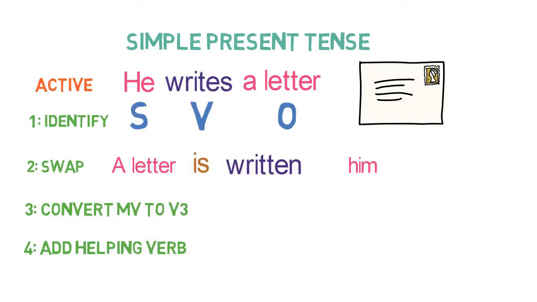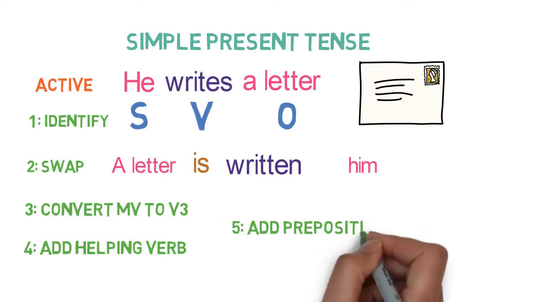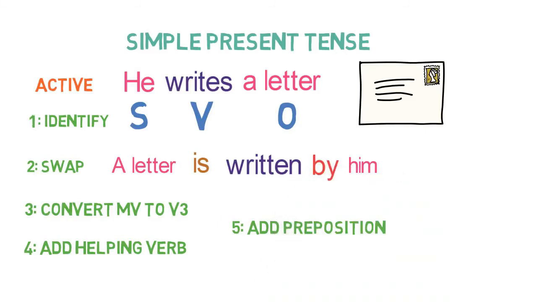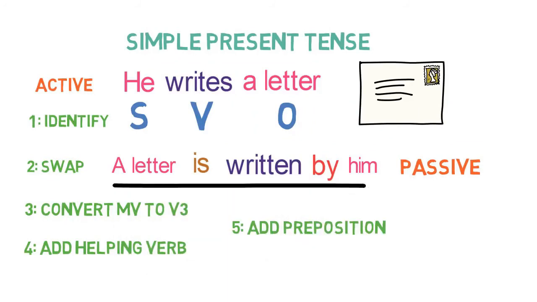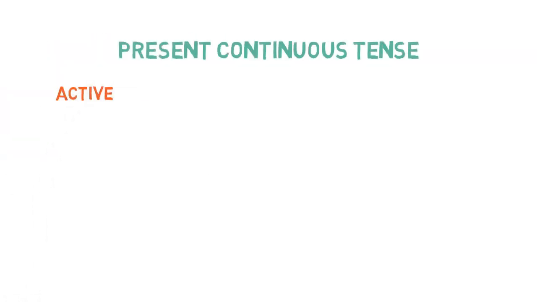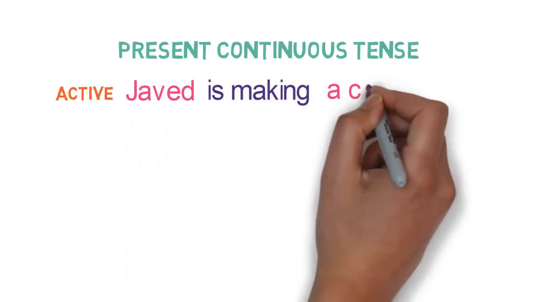A letter is written. Then one more thing: a letter is written by, isn't it? So how is it identified? You add the by, the preposition. Don't forget to add the preposition. So, a letter is written by him, that is the passive. The active is he writes a letter, and the passive is a letter is written by him. He is changed into him, just remember that.